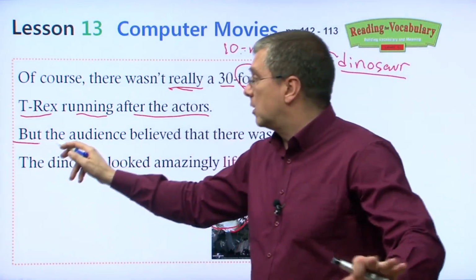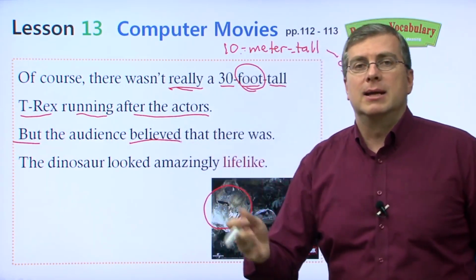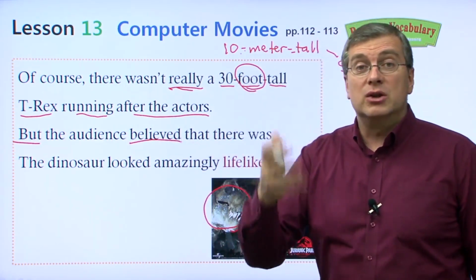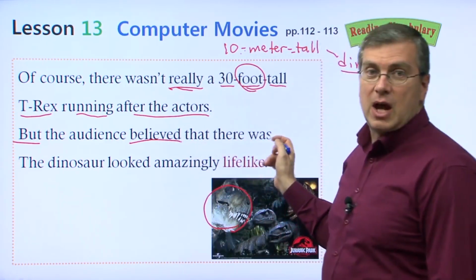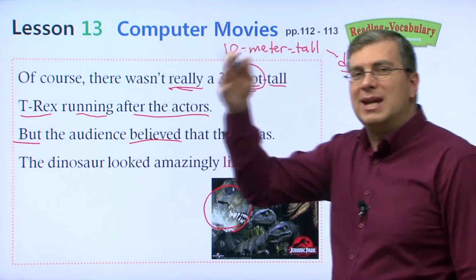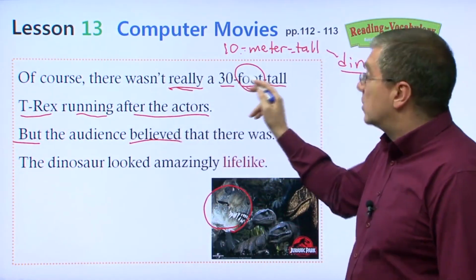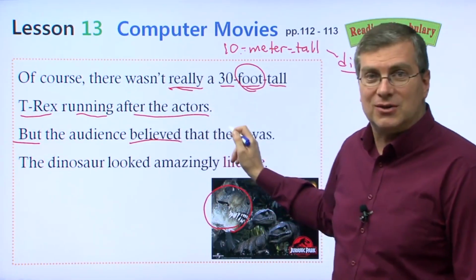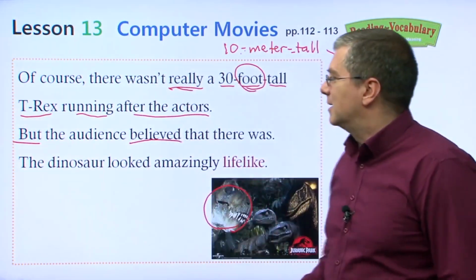But, however, the audience believed. They believed in their mind. They thought it was real. It looked realistic. They believed that there was a dinosaur. Okay? Even though the sentence stops, we can continue it in our mind. But the audience believed that there was a 30-foot tall T-Rex running after the actors. Okay? So even though the sentence stops, we can continue it in our mind.